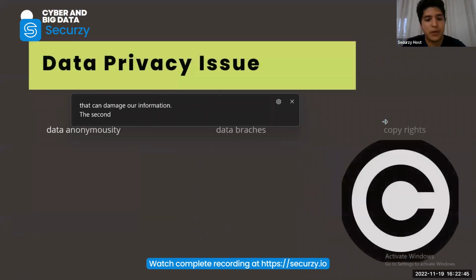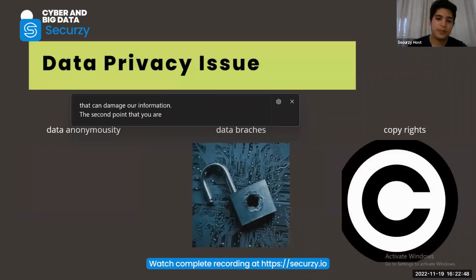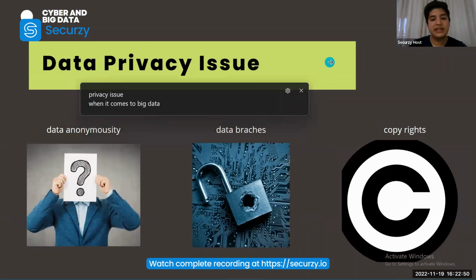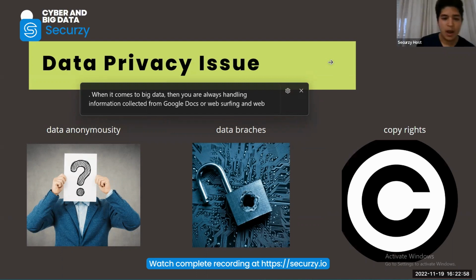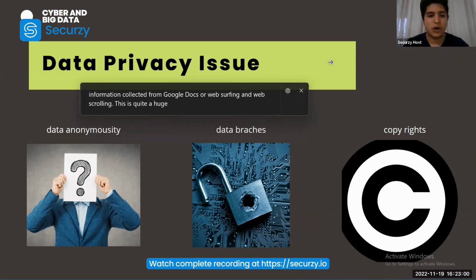The second point that we are going to talk about is the data privacy issue. When it comes to big data, you are always handling information collected from Google dorking or web surfing and web scraping. This is quite a huge problem for us because when we are collecting information that is so huge, like 3 terabytes of information, then I have no time to verify if these 3 terabytes I can actually use, in order to be sure that they don't have any copyright issues.